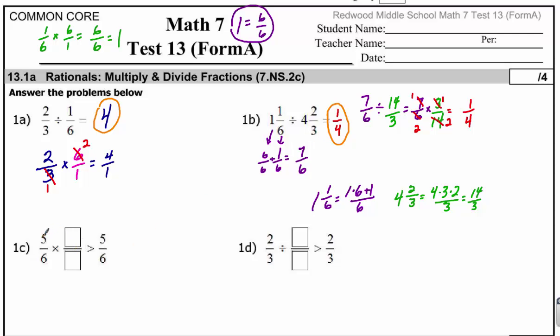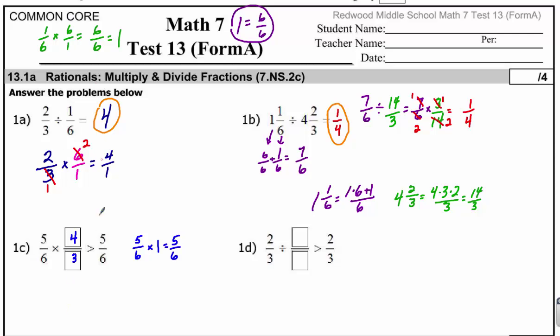Down to 1C. We need a number that times 5/6 is going to be greater than 5/6. Well, here's what we know. We know that if we did 5/6 times 1, we would get 5/6. So we want it bigger than 5/6, so this needs to be bigger than 1 whole. It can be any improper fraction. I'm going to use 4/3.